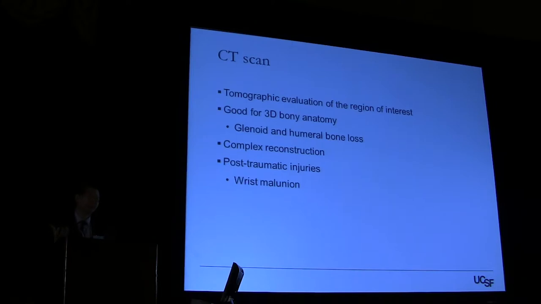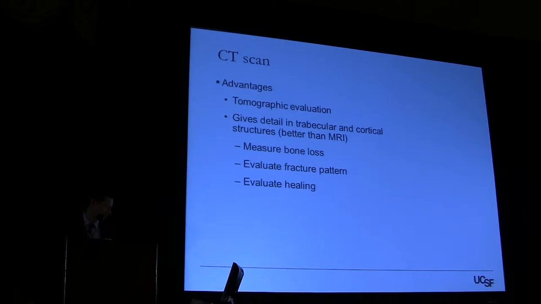If the patient has had a complex reconstruction, some kind of large surgery, having a CT scan can help evaluate how the bone has healed and what kind of deformities they have. And of course, post-traumatic injuries, if the patient had a wrist fracture but it never healed correctly, you may not be able to see the angulation and the malunion on x-ray, but a CT scan allows us to evaluate that much better.